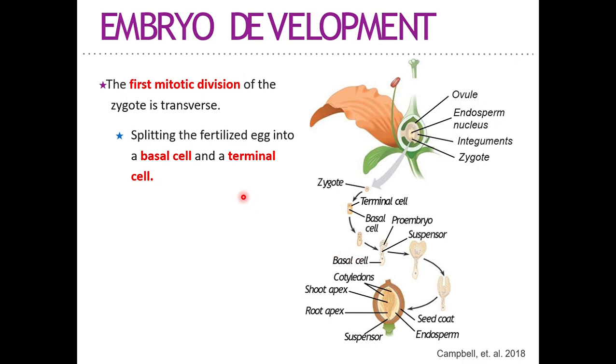For embryo development, the first mitotic division of the zygote is transverse, splitting the fertilized egg into a basal cell and a terminal cell. As we can see here in the ovule, here lies the zygote. The zygote will become the terminal cell and also the basal cell. This will further develop into the proembryo, suspensor and basal cell, and then eventually become the whole seed with the seed coat, the endosperm, the suspensor, root apex, shoot apex, as well as the cotyledons.